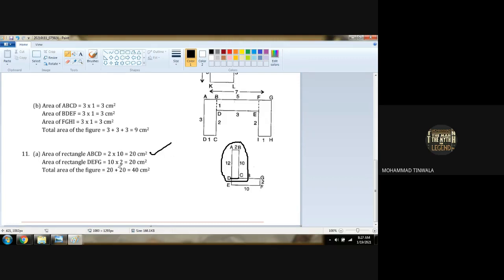So area of DEFG, that means this one, DEFG, this part. So 10 centimeter will be the length and what will be the breadth? 2 centimeters, it is given 2 centimeter. Yes. So 10 into 2 is again 20. So total area of the figure is 20 plus 20, 40 centimeters square for the first figure.